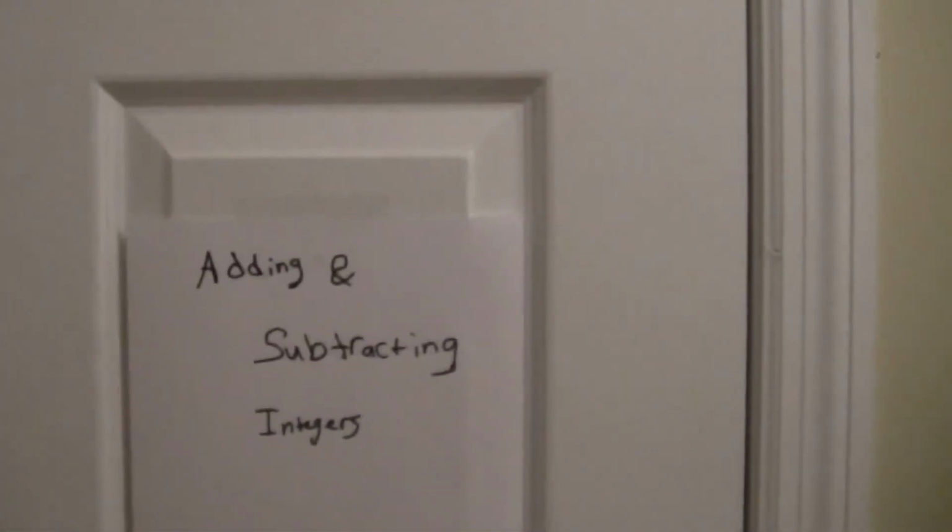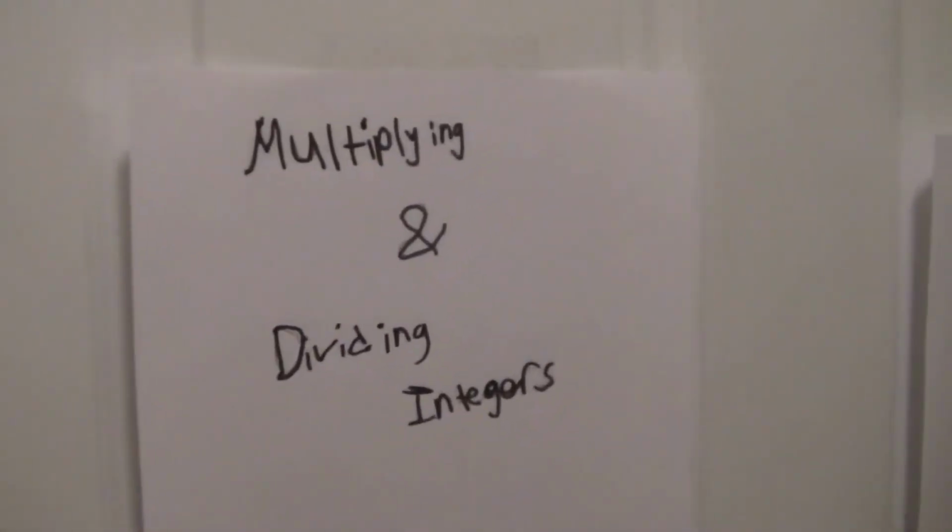So, we went over 6 topics: expressions and variables, powers and exponents, order of operations, comparing and ordering integers, adding and subtracting integers, and last, multiplying and dividing integers. I hope you enjoyed it.